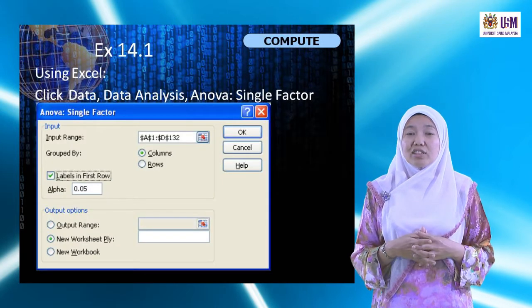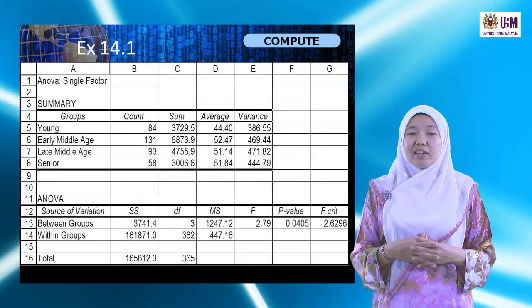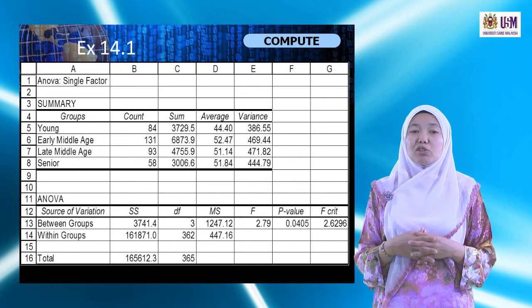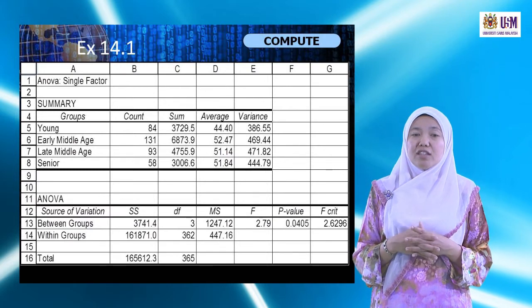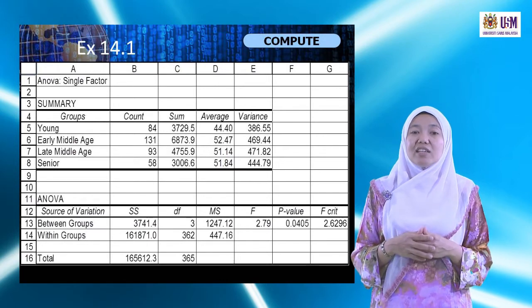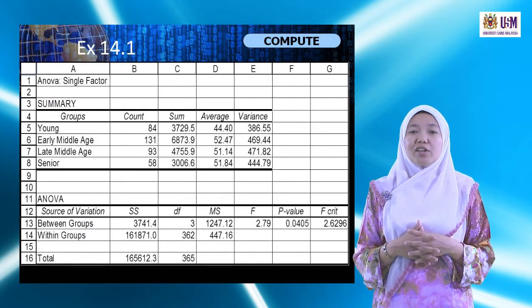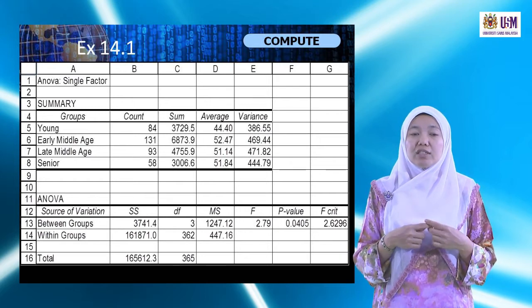The current slide you see on the screen shows the computation using the add-in in Excel. Once you plug in your data and click the correct steps, you can compute your ANOVA. This is the output of your analysis of variance. In this particular case, we are talking about one-way ANOVA, a single factor only. You can see the first table, the summary, with four groups: young, early middle age, late middle age, as well as senior. The count is the sample size for each group, then you have the average, the x bar, and the variance, which is basically the s squared. Then you have the table below, which is the ANOVA table.